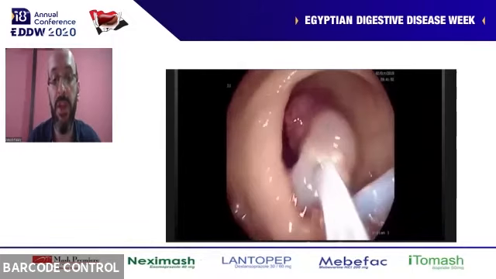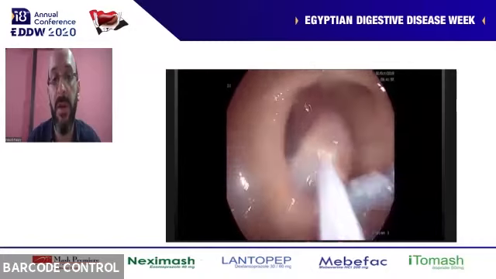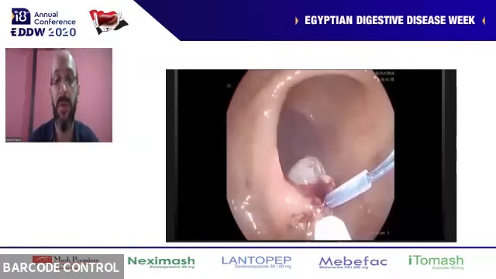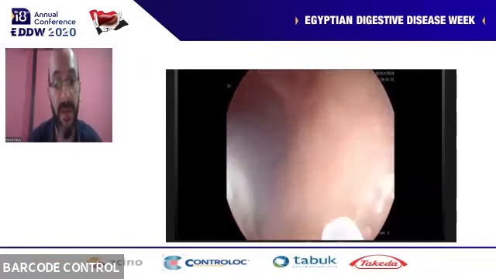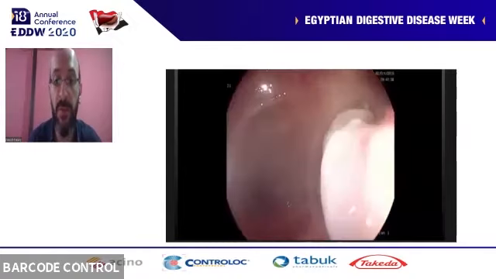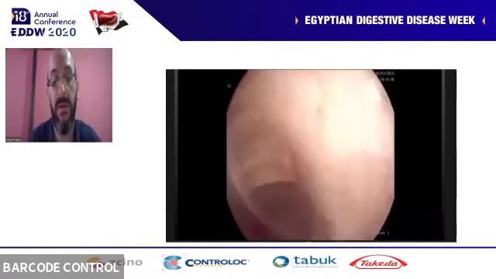Sometimes we shake the polyp to avoid injury of the other side of the wall from the electrocautery current. And the final step is checking the base of the polyp to ensure no bleeding after resection.